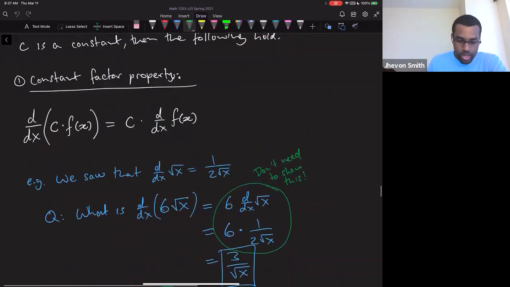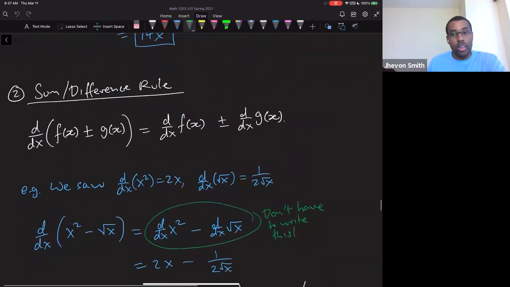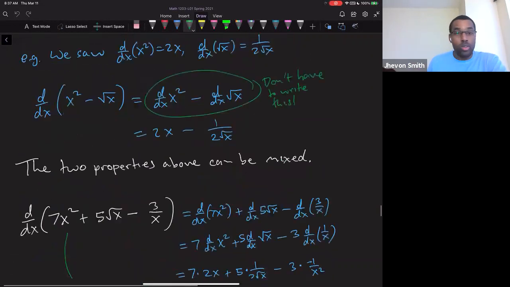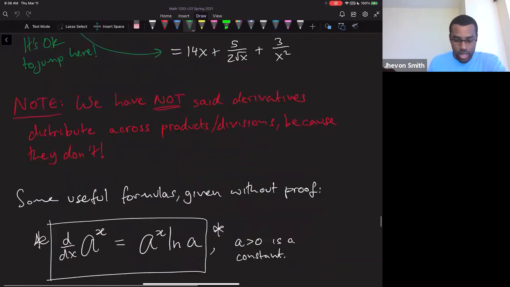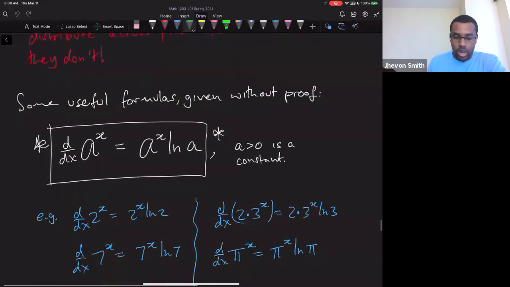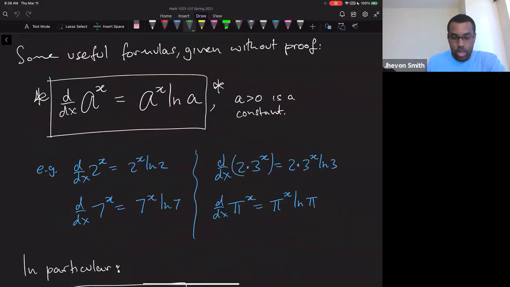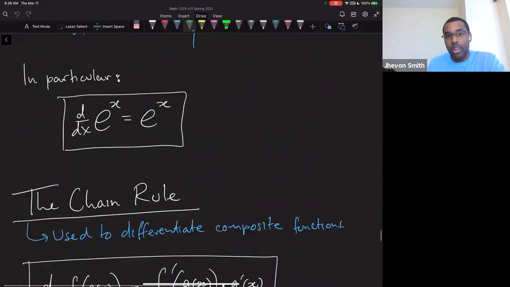We learned that we can factor constants in and out of derivatives. We learned that derivatives distribute across sums. They do not distribute across products and divisions, so don't do that. We also learned a couple more rules, which we didn't prove, but I just gave them to you. The derivative of a to the x is a to the x ln a. This is our exponential function. You might recognize that form, where the base is a positive constant. In particular, the derivative of e to the x is e to the x, and this is actually a very special thing. It's the only fundamental function, other than the 0 function, that is its own derivative, and that's actually saying a lot.